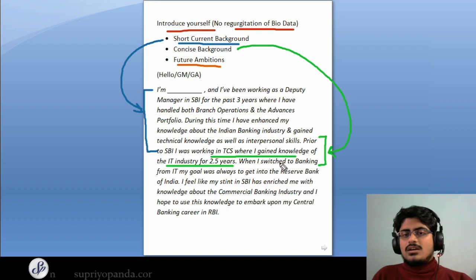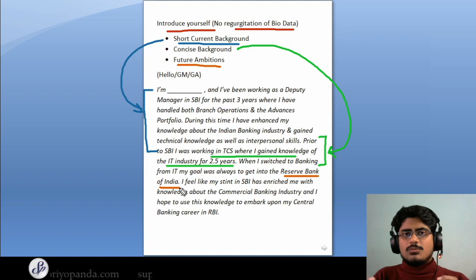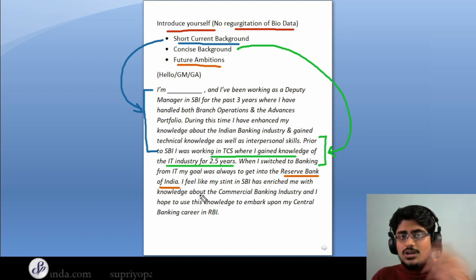So I'm saying, when I switched to banking from IT, my goal was always to get into the Reserve Bank of India. So you have to state that it's your goal. It's something that you are working towards. If you have been working towards it for a large number of years, that goes in favor of you, because you have been trying for such a long amount of time to get into this organization. And see how I'm structuring the words.